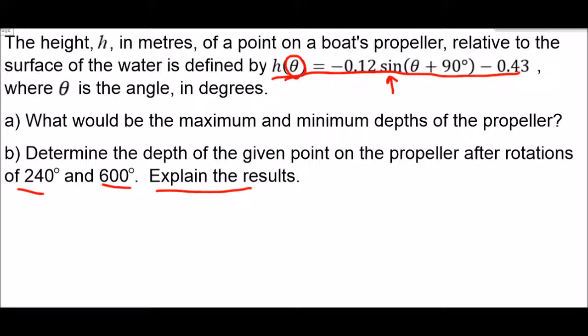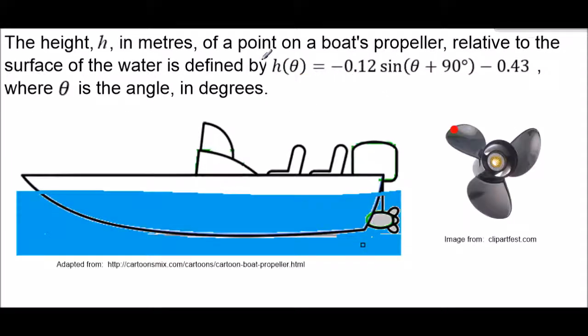So first, let's make sure we understand the question clearly. We have a boat's propeller. So here's an image of a boat. It's in the water. And here's the propeller. It's that thing that spins, which is attached to a motor that makes it spin. So here's a better zoomed in version of a propeller. And so we're supposed to study a point on the boat's propeller. So I put this red dot here to indicate a point.